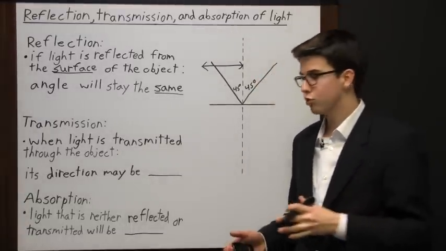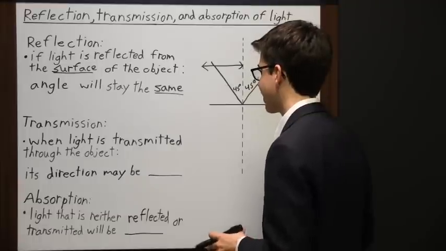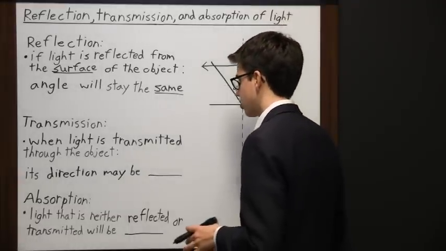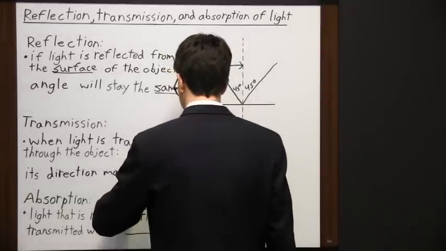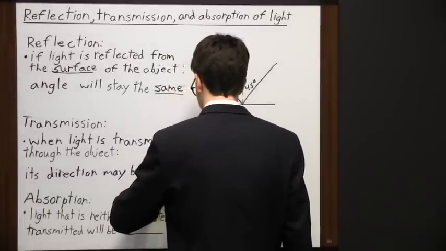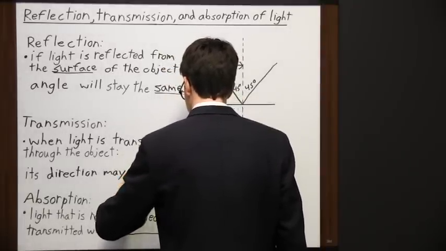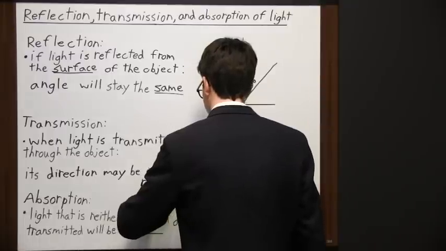Now there's something else called transmission. So this is when light is transmitted through the object. Its direction may be altered. So another term for this is refraction. So the light is refracted.